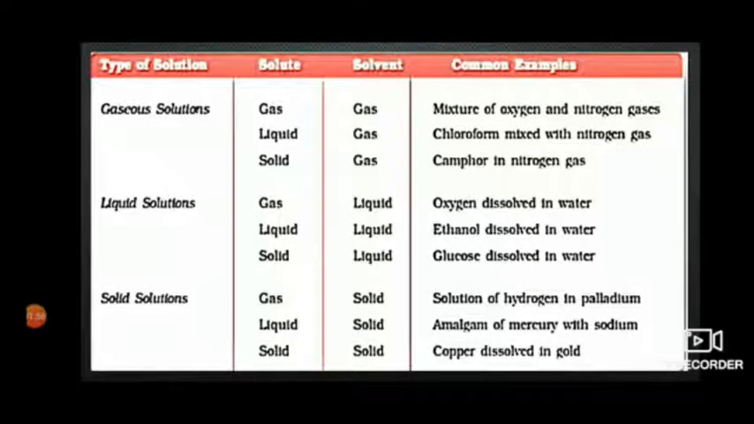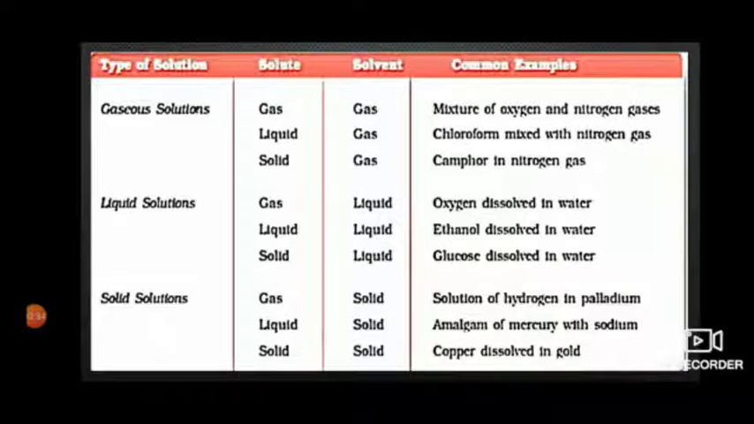In a gaseous solution, gas acts as the solvent. For example, a mixture of oxygen and nitrogen, in which both components are gas. Chloroform mixed with nitrogen gas, where nitrogen acts as a solvent, which is a gas, and camphor in nitrogen gas, where nitrogen acts as a solvent.